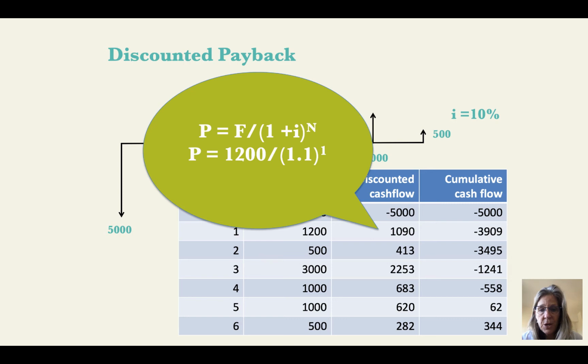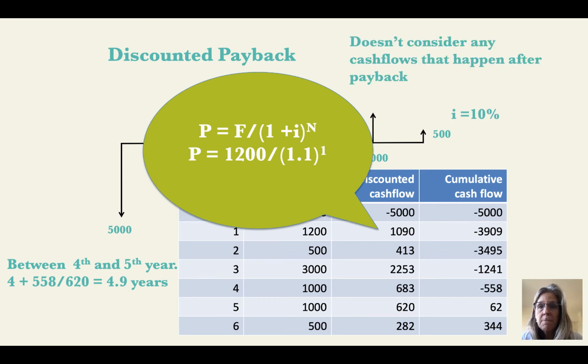So like the 6th year, I take $500 and divide it by 1.1 to the 6th. And then I do a calculation of cumulative cash flow. And I can see it happens sometime between the 4th and the 5th year. If I do the calculation in very similar terms, it's around 5.9 years in the discounted cash flow method. But this still doesn't take into account cash flows that occur after the payback period.